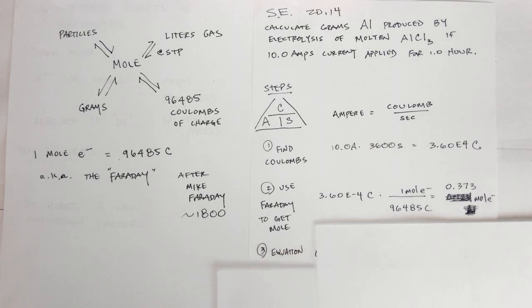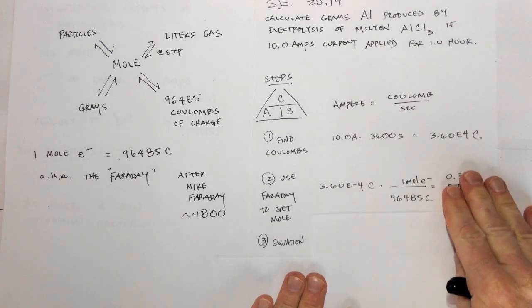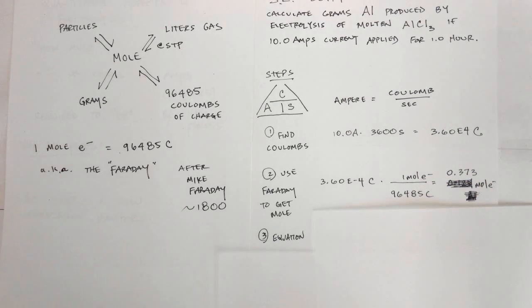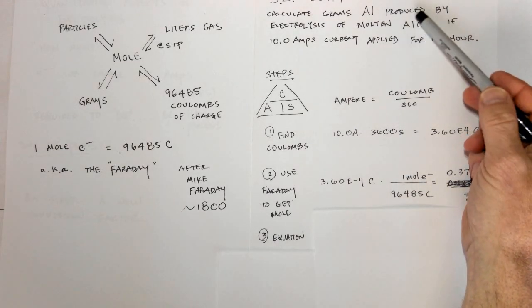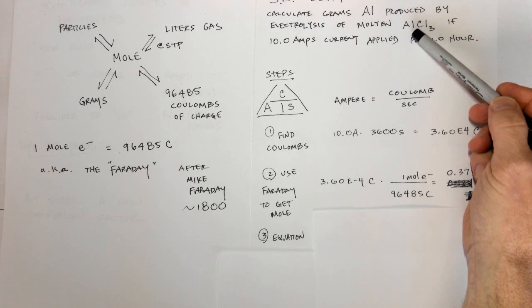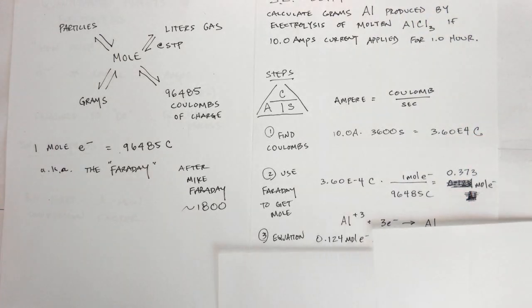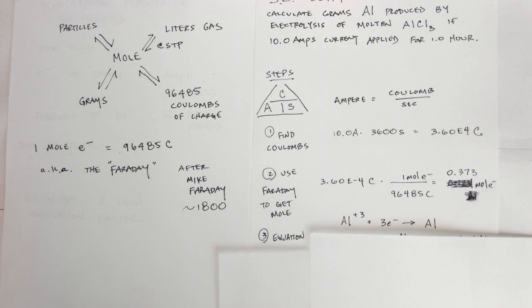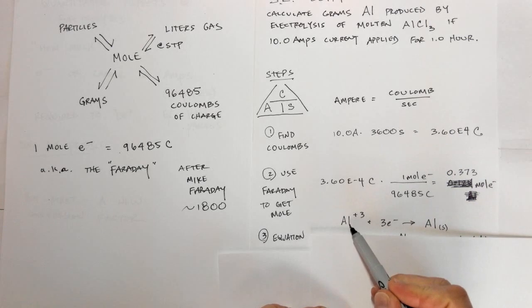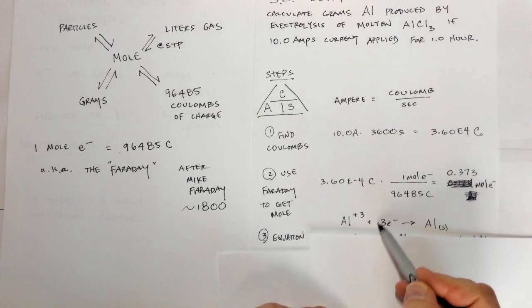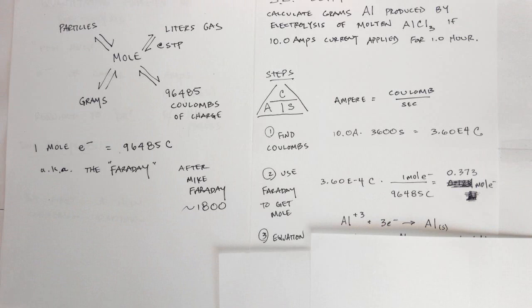Step number three then, use the chemical equation. The chemical equation in this case is, since we have molten aluminum, notice it's aluminum chloride, and so it's aluminum in its +3 state, is going to be converted to aluminum solid. And to make that conversion, from aluminum +3 to aluminum solid, we need to add 3 moles of electrons to make this happen.